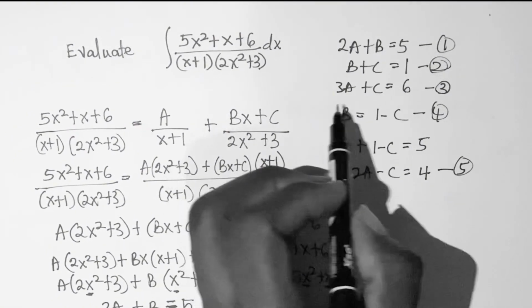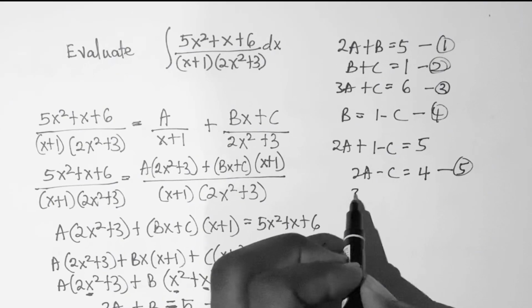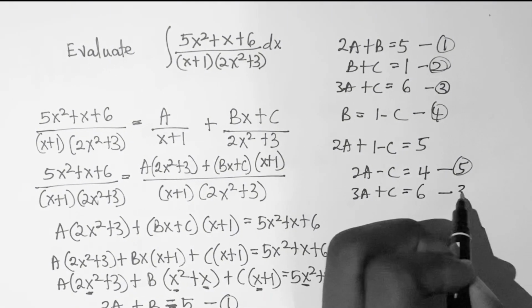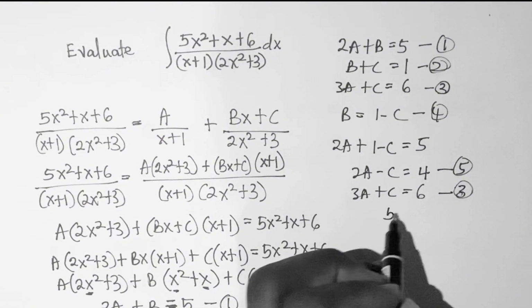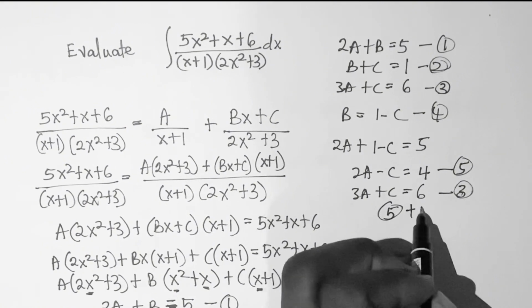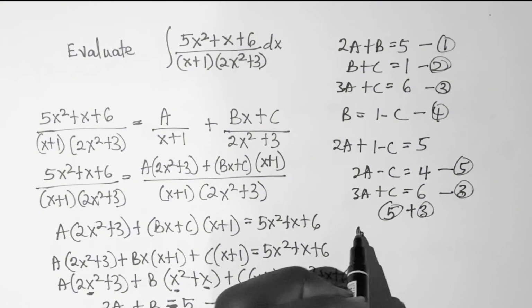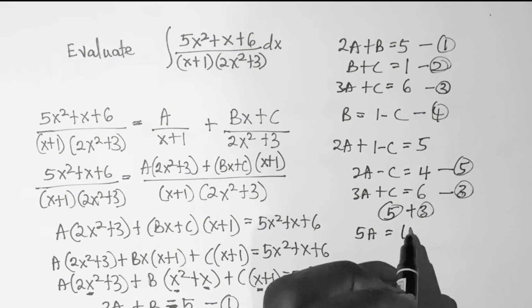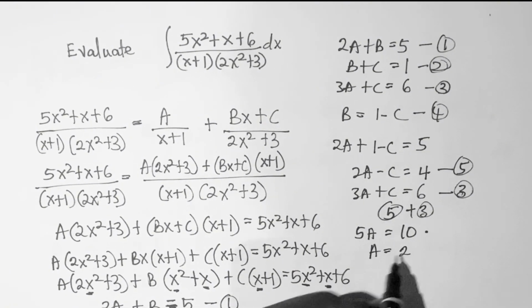Then now let's write equation 3 beneath it. Equation 3 is 3a plus c equals 6. Now minus c plus c, if we add, it can go to 0. So let's add equation 5 and equation 3. So it becomes 2a plus 3a, which is 5a. Minus c plus c will go to 0. Then 4 plus 6 is 10. So now we can see that a is equal to 2.